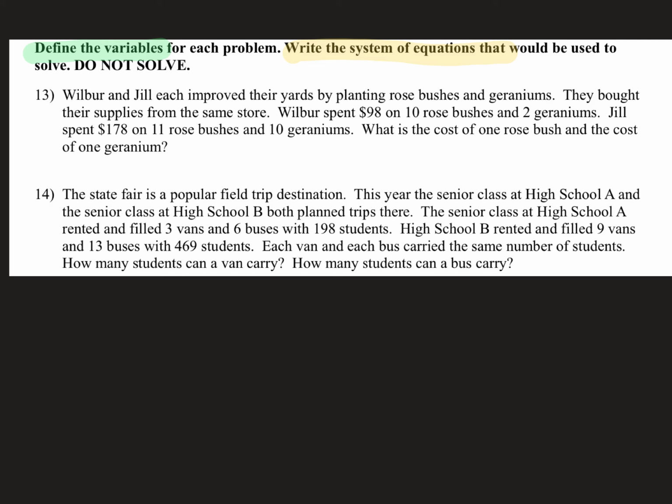And then I'm going to highlight for us the sentences that we use to write our system. So there's number 13. I'm highlighting what is the cost of 1 rose bush and the cost of 1 geranium. So that will give me what my x and my y are going to stand for. And then for 14, how many students can a van carry? How many students can a bus carry? That will give me my x and my y. When I do these, the object that comes first is what I say x is. X is the cost of 1 rose bush. And then y is going to be the cost of 1 geranium for number 13.